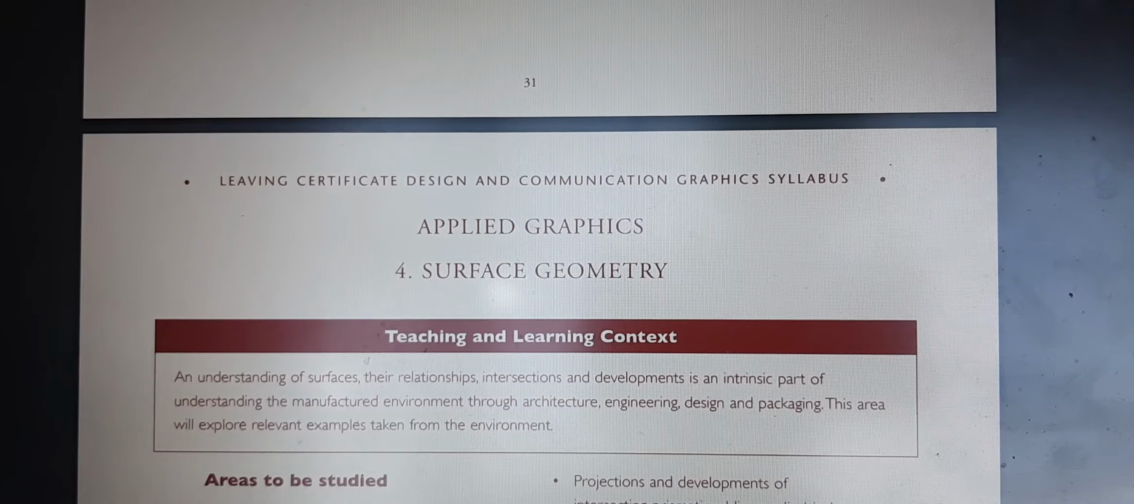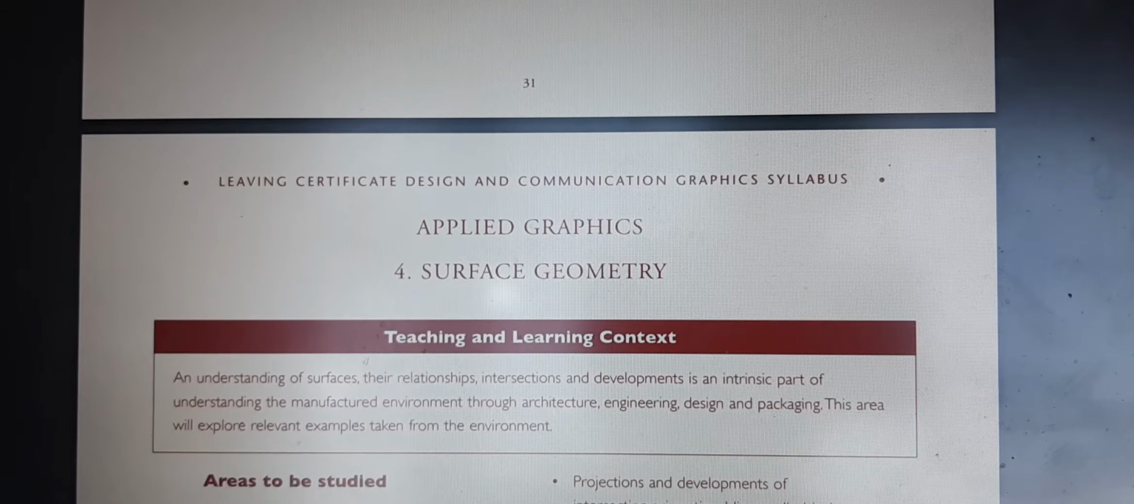Hello, my name's Anthony Betts, and my topic is roof geometry, and that's obviously in the DCG syllabus. It's in the topic of surface geometry, which is right here. So roof geometry is in surface geometry.